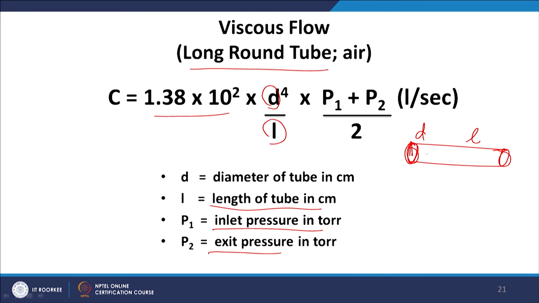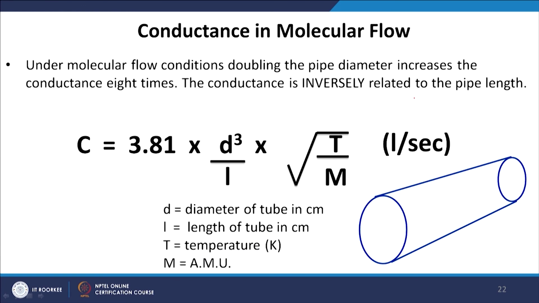So, the conductance inside this tube is proportional to d to the power 4, inversely proportional to the length, and it depends upon the pressure P1 at the inlet and pressure P2 at the outlet. So, it is d to the power 4 divided by L into (P1 plus P2) by 2, this amount of centimeter per second. But if you go to the molecular flow, it will be different.